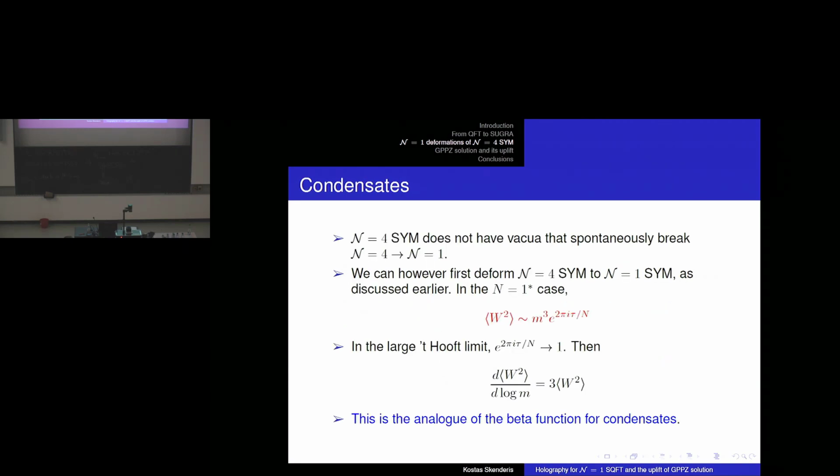What about condensates? So first of all, N equals 4 super-Yang-Mills does not have vacua that spontaneously break supersymmetry. But we could first deform the theory to N equals 1, as we discussed earlier. And for example, in the case of N equals 1 star super-Yang-Mills theory, it is well known that there is a gluino condensate given by a formula of this type, where m is the deformation. So in the large 't Hooft limit, this factor goes to 1. So we just get the deformation. And then the condensate satisfies this equation, which is the analog of beta functions.